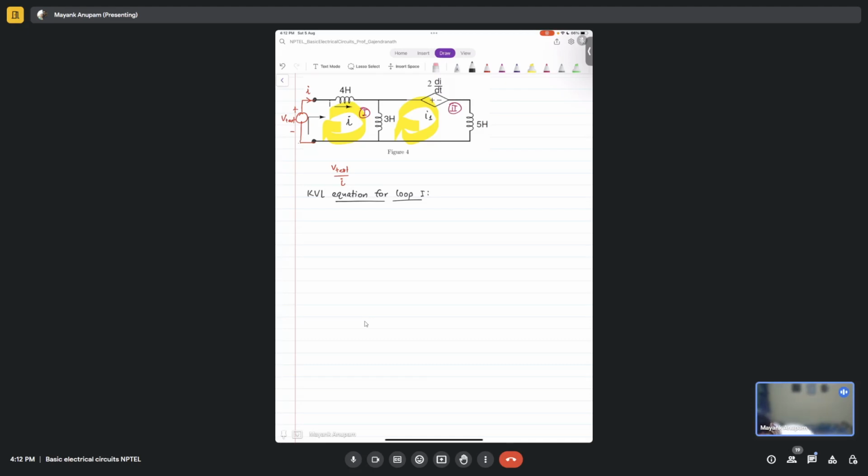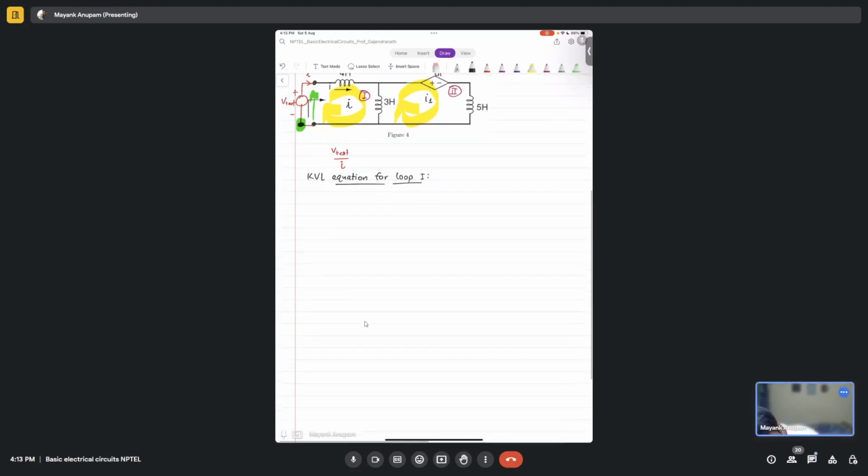So let me start from here. First I need to go up in this direction, right? Moving from here to here, my voltage is increasing, I'm going from negative to positive. My convention is that whenever voltage increases, I use a plus sign, and whenever there is a voltage drop, I use a negative sign. Okay, fine. So let me do it.